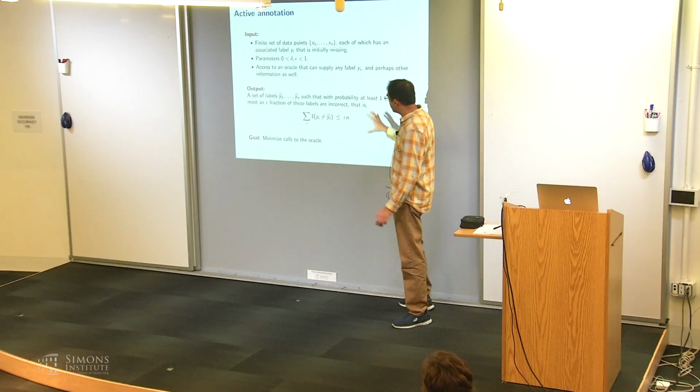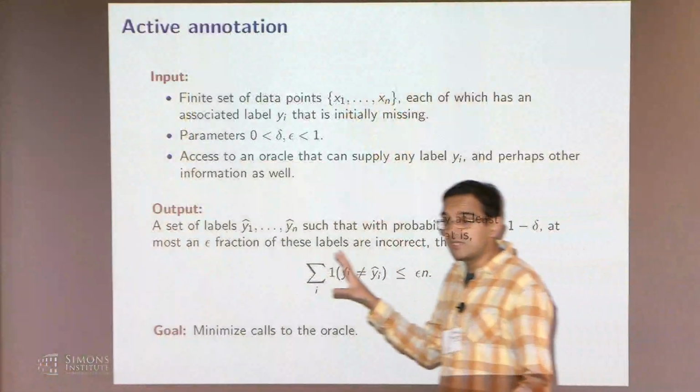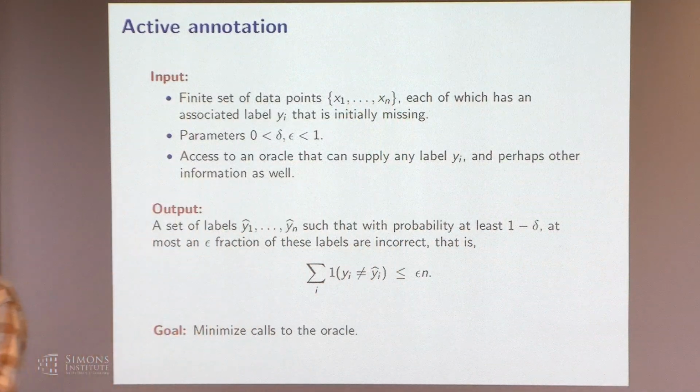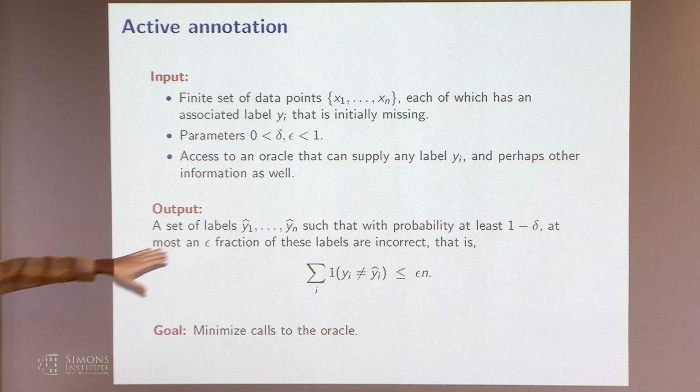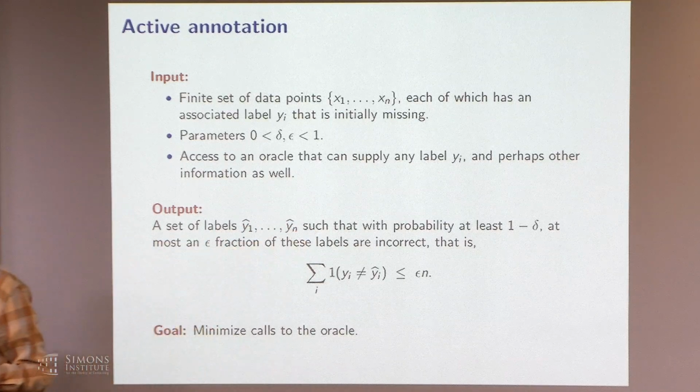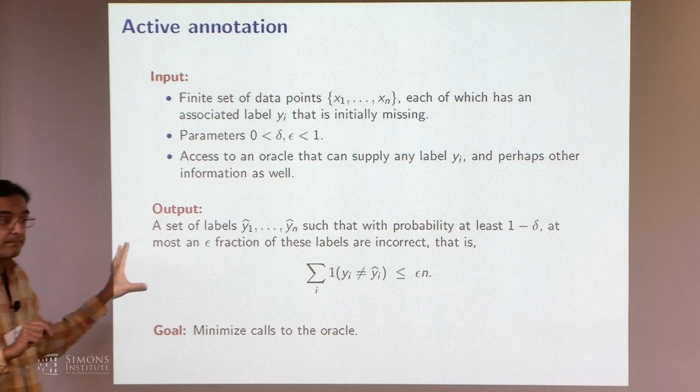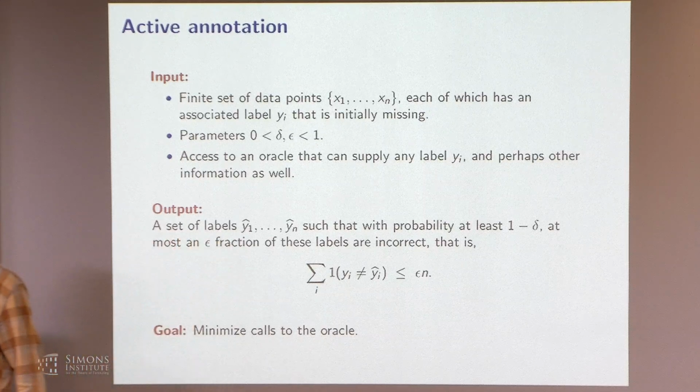So does the problem formulation make sense? You're given the epsilon, delta, the algorithm asks some queries, fills in the rest, and the guarantee it has to give on the data set is that, with probability 1 minus delta over the internal randomness of the algorithm, the data set is epsilon pure. At most an epsilon fraction of the labels are wrong. Okay? And of course, you want to minimize the calls to the human expert in producing this.